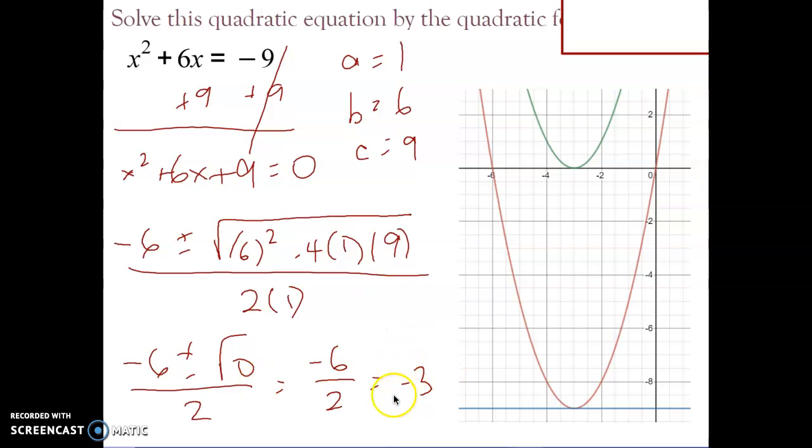So sometimes on a test, you might see that it has one solution because there's only one that you can see. You can't see the same thing twice.